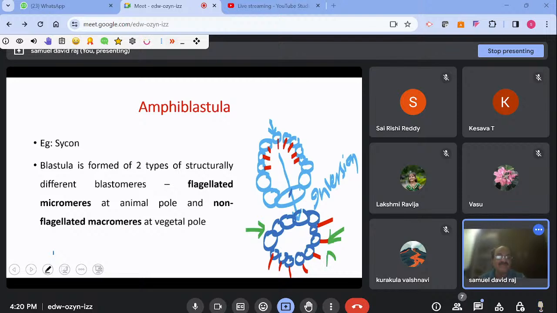Flagellated micromeres are present towards the animal pole. This is the animal pole. Even after inversion, this is the animal pole only. And non-flagellated macromeres are present towards the vegetal pole. Thus, there are two types of cells. Amphi means both, means two. As there are two types of cells, this blastula is given the name amphiblastula.